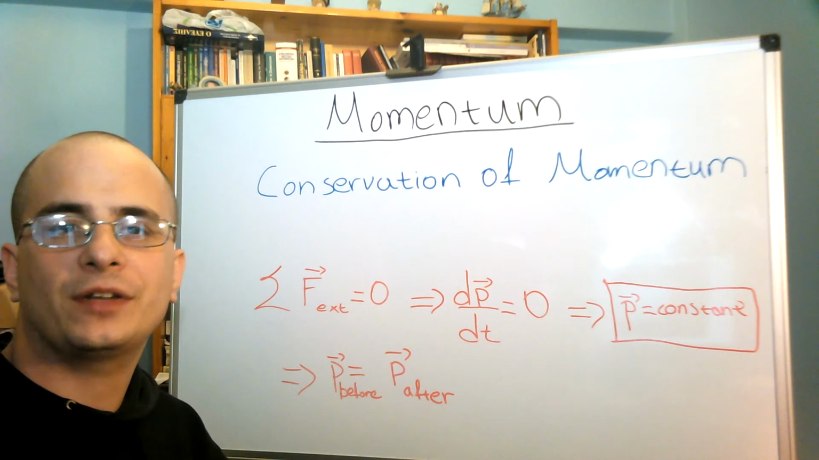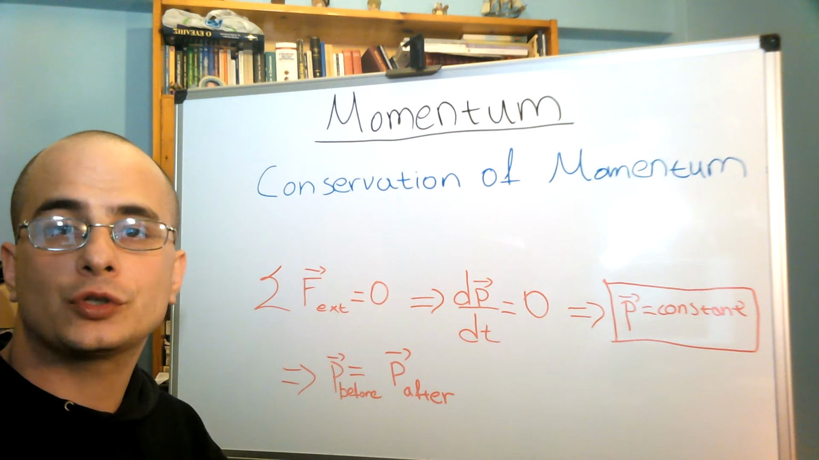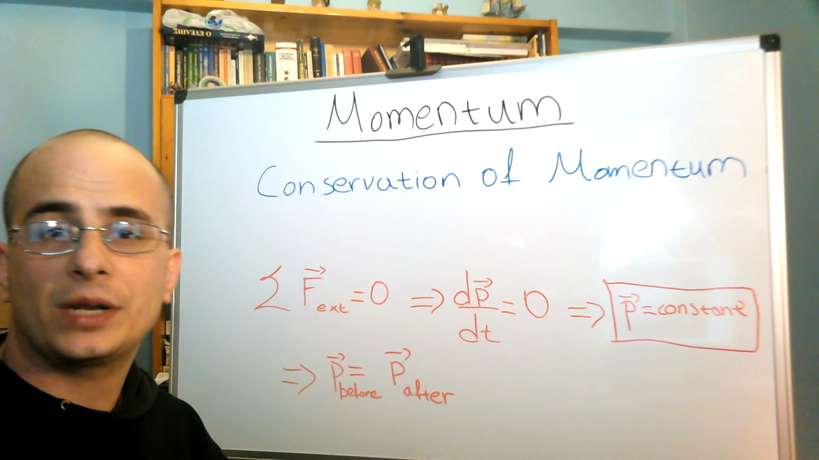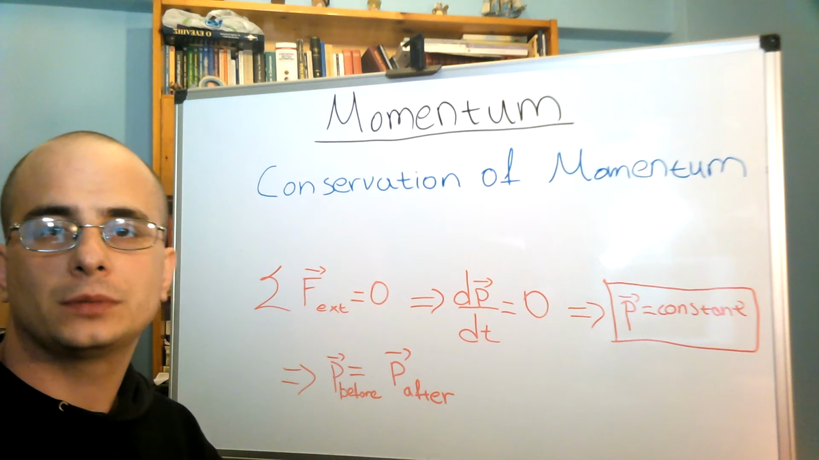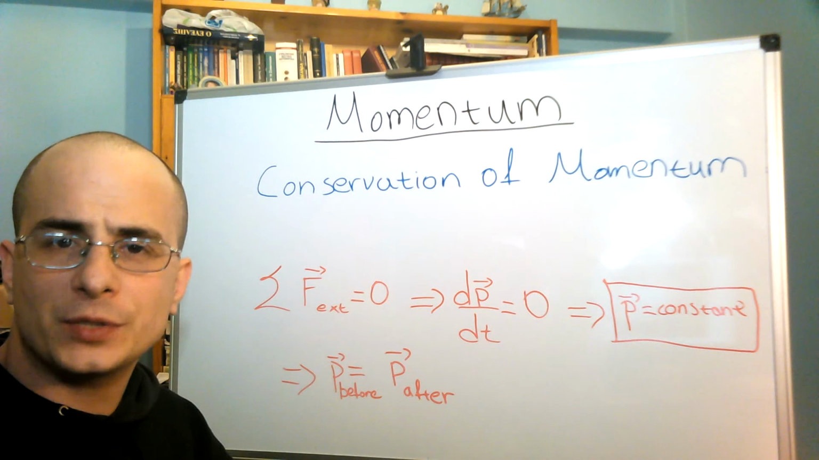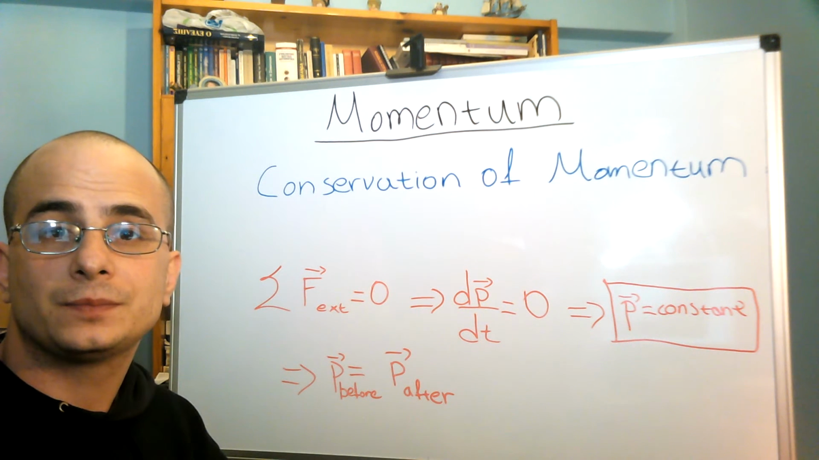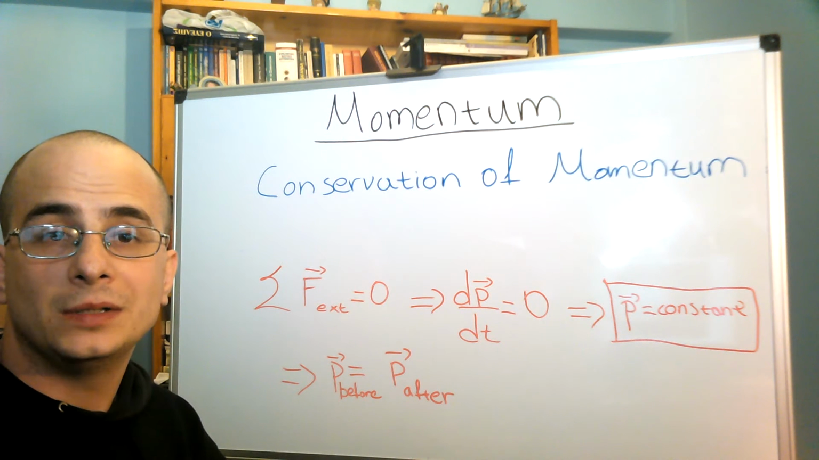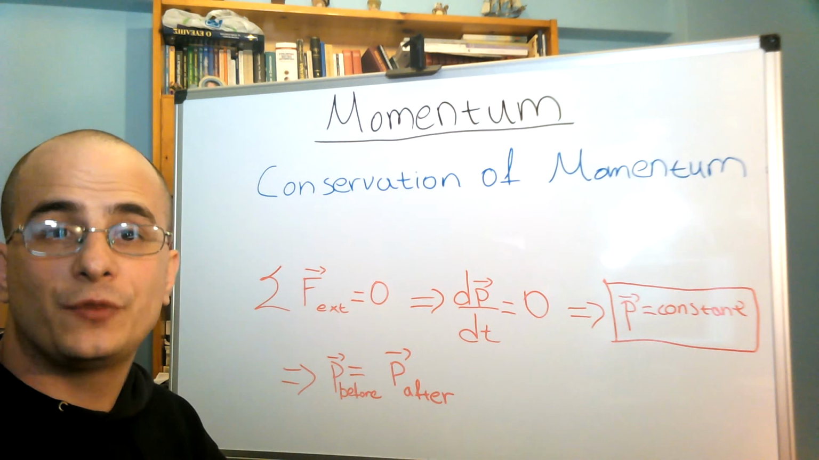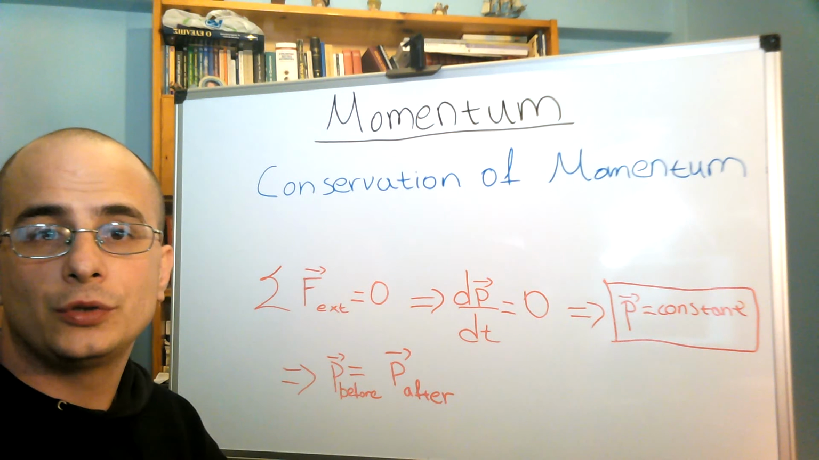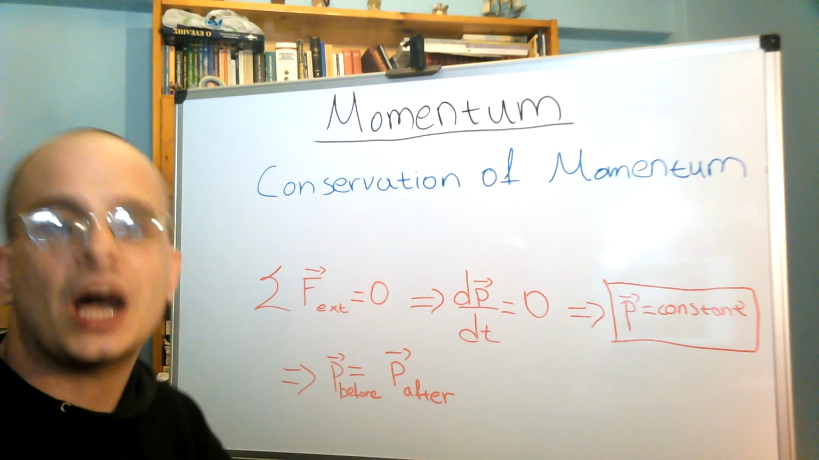Now that we have understood the general form of Newton's second law of motion, we can understand the conservation of momentum principle. And what does this principle say? It says that in an isolated system, the total momentum of the objects before the collision equals the total momentum of the objects after the collision.